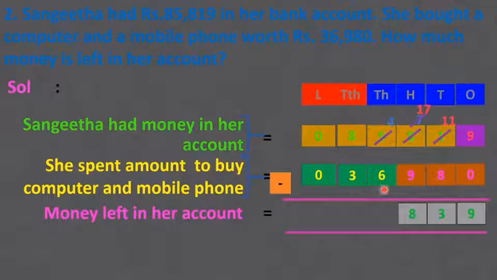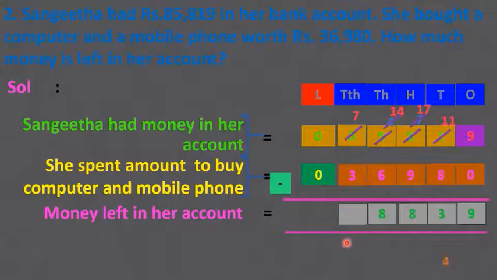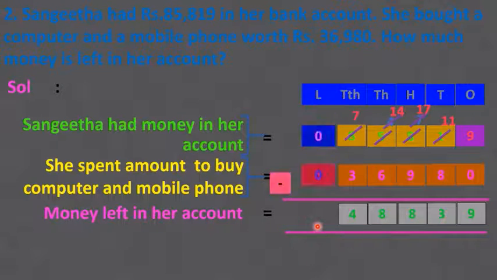And here 4 minus 6 not possible again. Borrow from 10,000's place. 10,000's becomes 7, and 4 becomes 14. 14 minus 6, 8. And here 10,000's place 7 minus 3 is 4. And lakhs place nothing is there, 0.